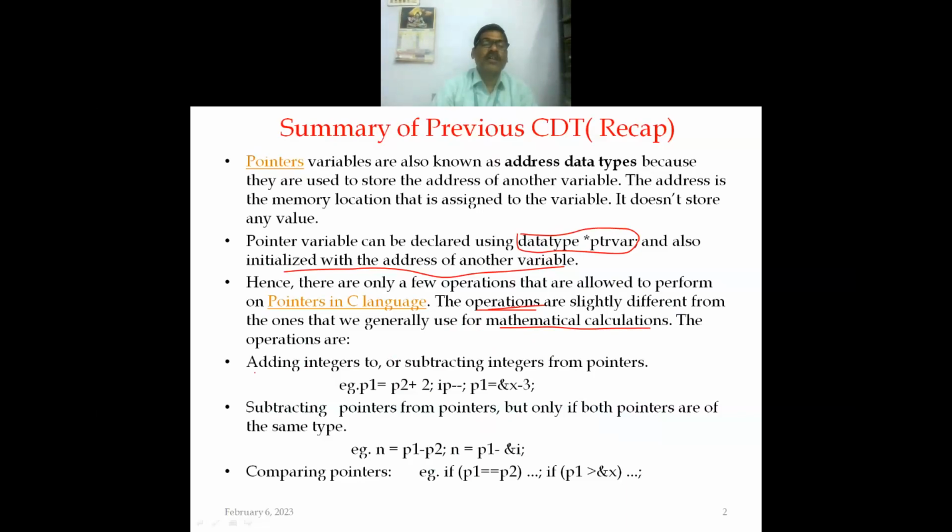The allowable operations on pointers are that we can add an integer to a pointer or subtract an integer from a pointer. We can subtract two pointer variables of the same type, and we can compare two pointer variables of the same type. So these are the allowable operations that we can perform on pointers.